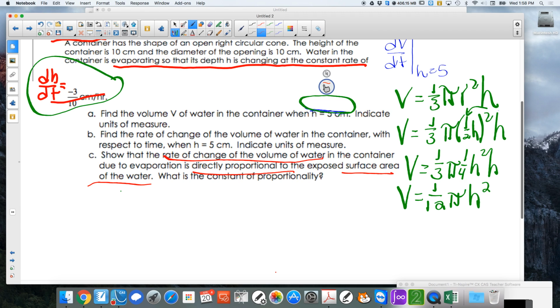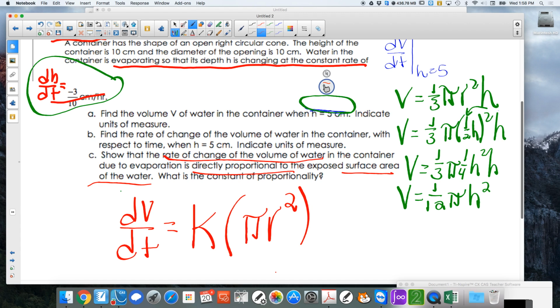Let's write it down. What would be the rate of change of the volume? How do we write that? dV/dt is directly proportional, that would be k, to what? To the surface area of the water. How do we find the surface area of a circle? Pi r squared.